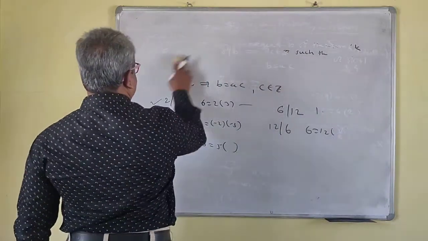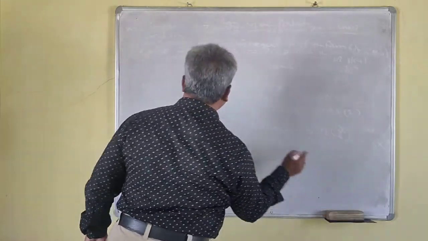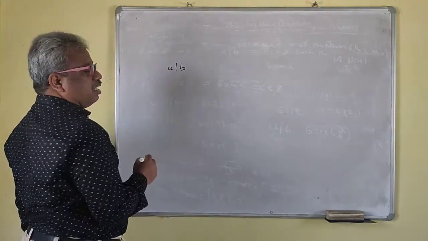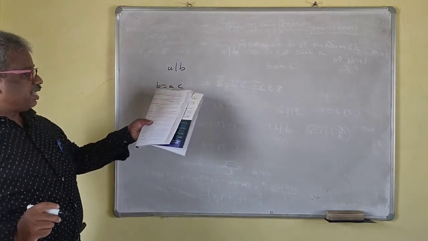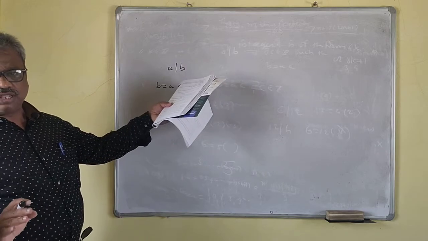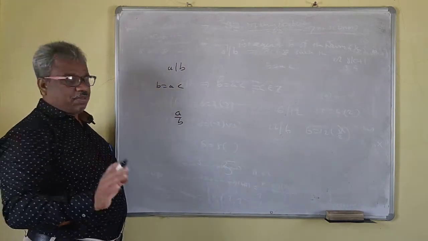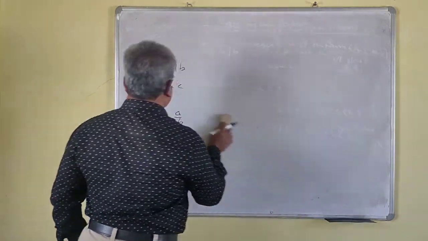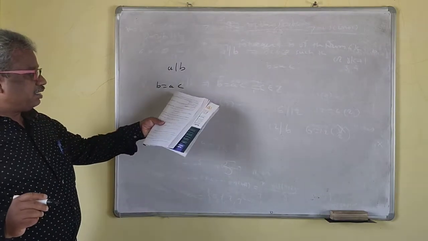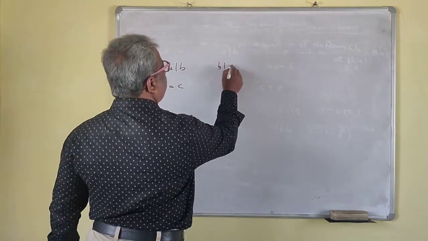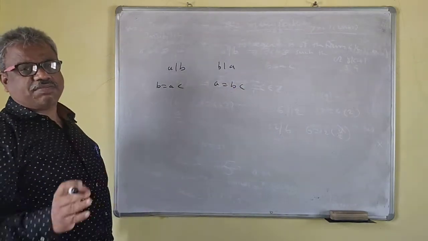So what do we mean by a divides b? When we say that a divides b, if b we can write as a times some integer. Note that this is not actually the denominator, this is not a upon b. If there exists an integer, so b divides a means a is equal to bc. You can write a is equal to b times some integer.